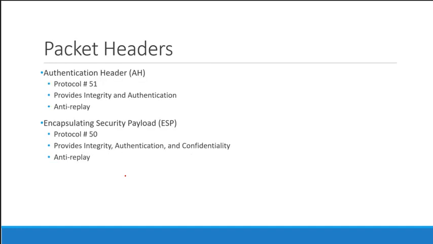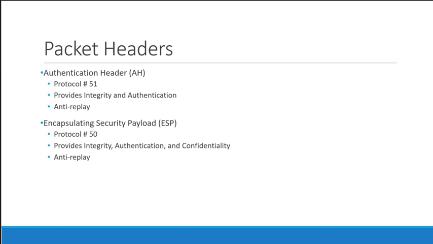IPsec uses two different types of packet headers: authentication header, or AH, and encapsulating security payload, or ESP. AH is protocol number 51. It provides integrity and authentication and anti-replay. Encapsulating security payload, or ESP, is protocol number 50. It provides integrity, authentication, and confidentiality, and anti-replay. So in addition to what AH provides, ESP also provides confidentiality, which AH doesn't.